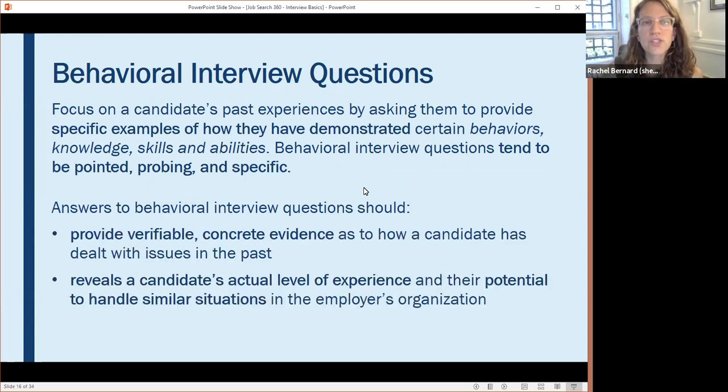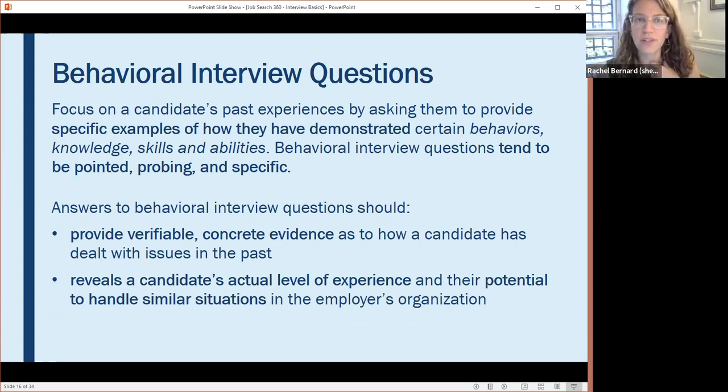You're usually being asked a behavioral interview question when the question begins with, tell me about a time when you did X, or when you faced X. And this is where people put examples in the chat. Can you give an example that demonstrates who you are as a researcher? That's behavioral. Tell me about a challenge you faced in a previous job.